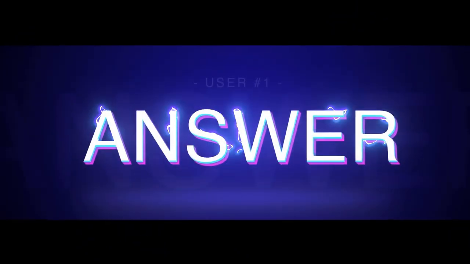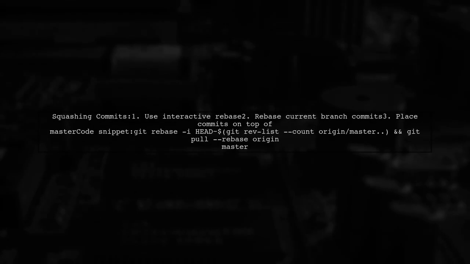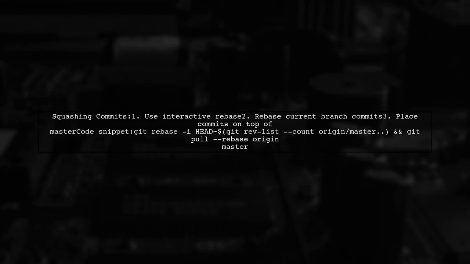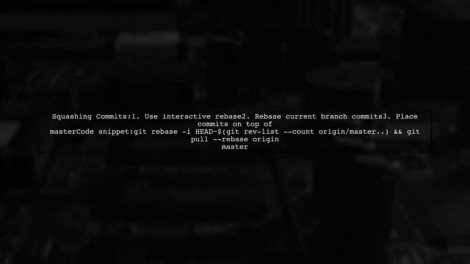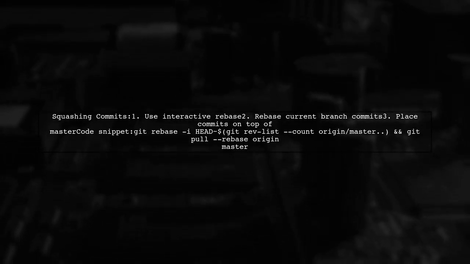Let's now look at a user-suggested answer. To squash commits in one branch, you can use an interactive rebase. This command will rebase your current branch's commits and place them on top of the master branch.